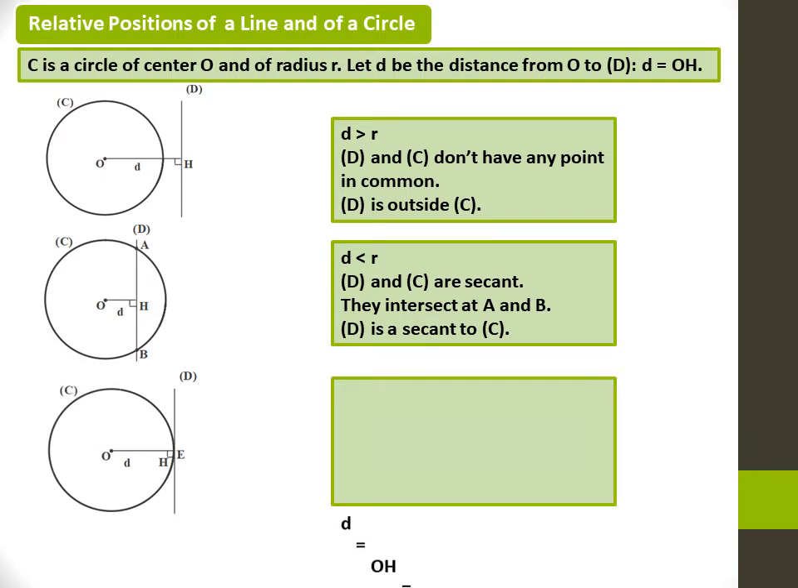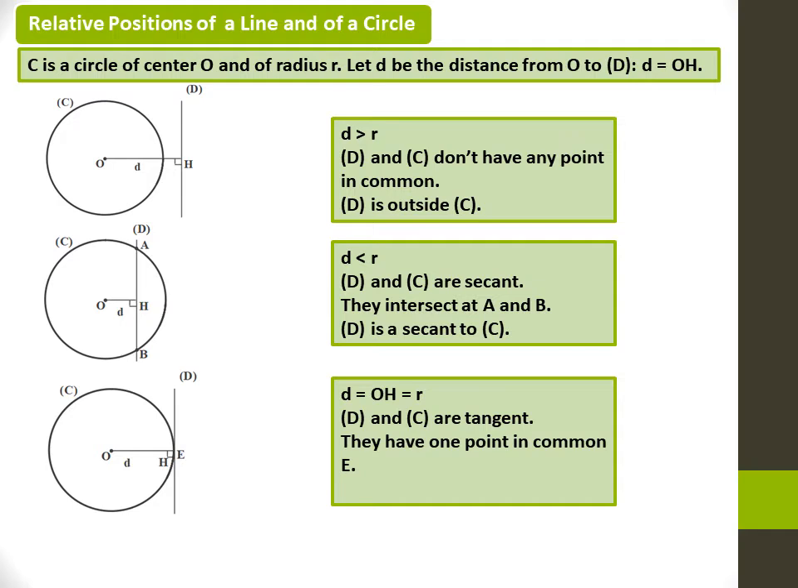In the third case, D is equal to OH, which is equal to R. D and C are tangent. They have one point in common, which is E. D is the tangent to C at E.